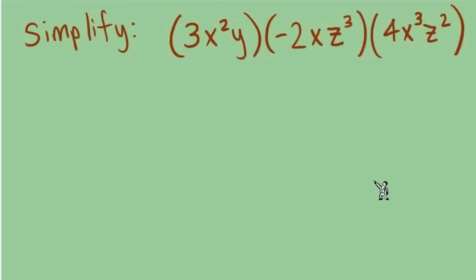This is doable. You're going to actually do it right now. So pause the video, give this one a try. Remember what we just talked about, that we can pull out those coefficients, multiply those together, and then one by one put those variables together into our answer. So pause the video and try, and then come back and we'll look at the answer together.